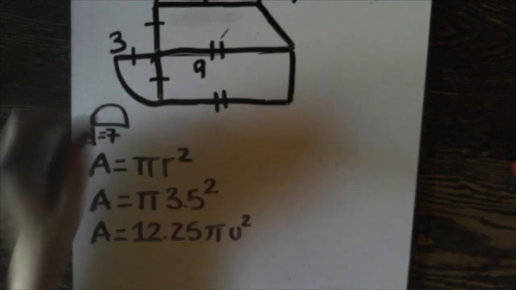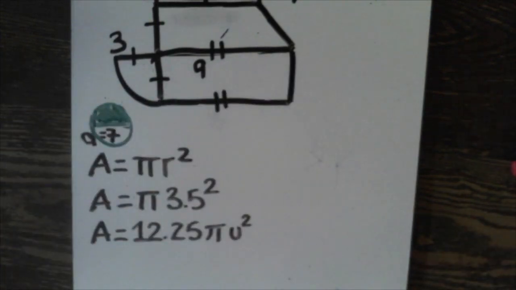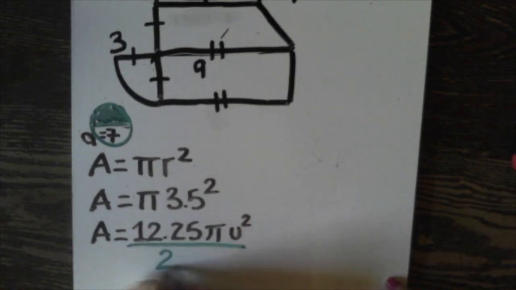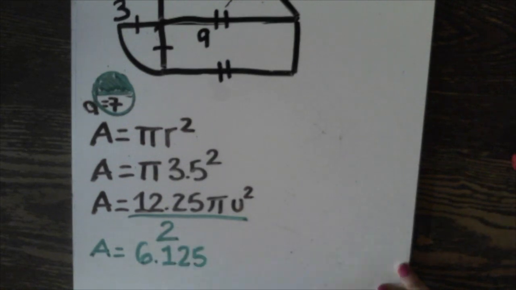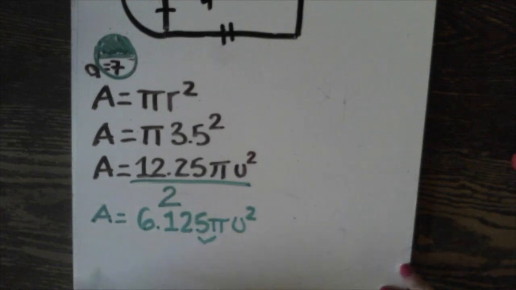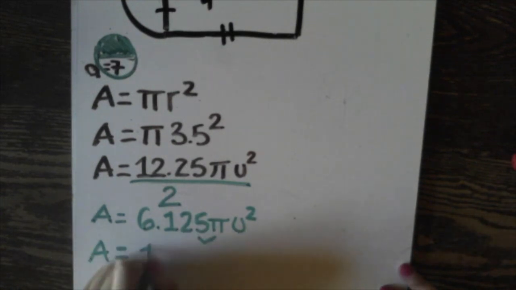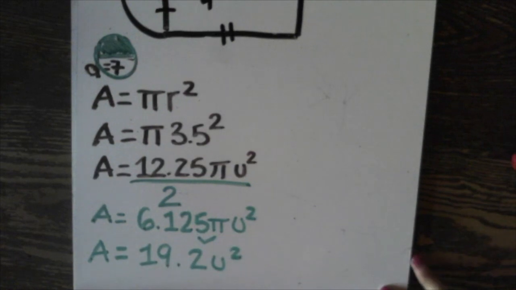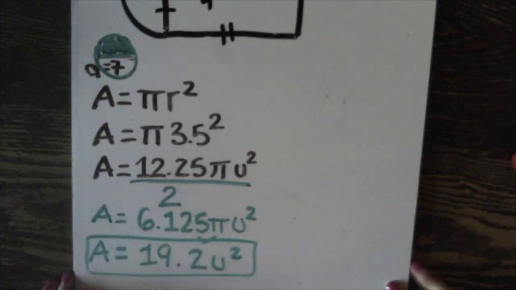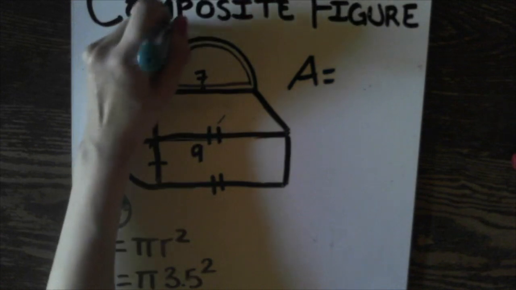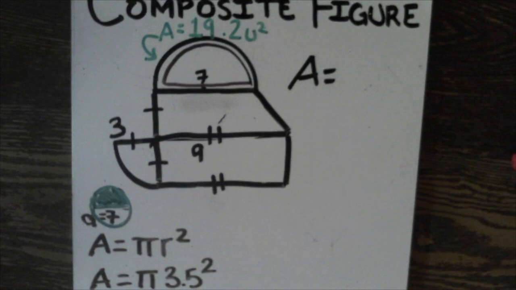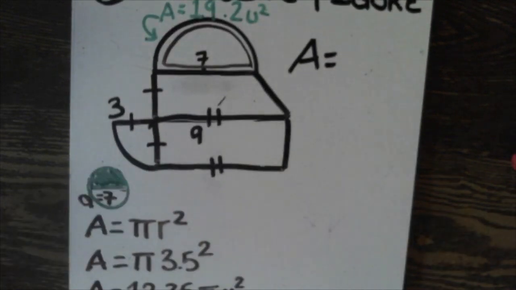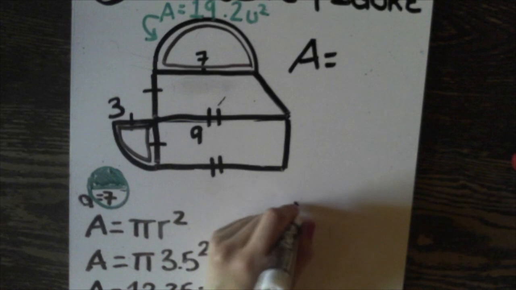I bring down pi and notice that I have to divide by 2. That is because I only have half of my circle. This is 6.125 pi square units. In order to multiply this, I can say 6.125 times 3.14, and I am left with 19.2 square units. It is important to not leave pi here, as it will help us finish the answer better when we have different types of figures. But there is another circle, or at least a part of a circle, with a radius of 3.